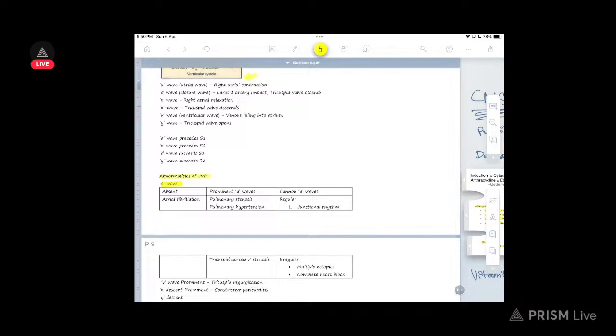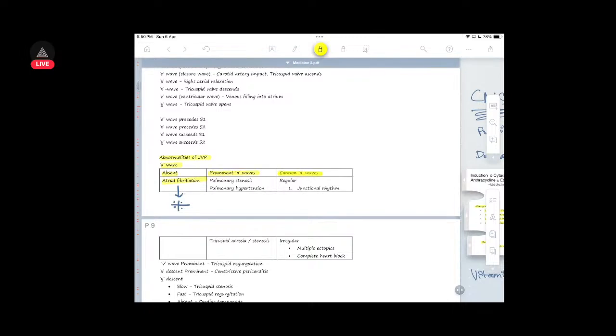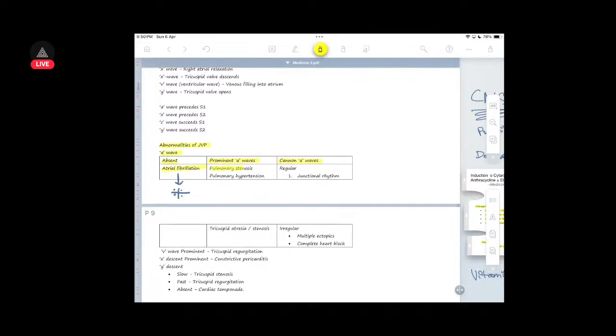Abnormalities of JVP, A wave. If it is absent, it is atrial fibrillation. Absence of A wave is atrial fibrillation. Prominent A waves is Cannon A waves. Prominent A waves are seen in pulmonary stenosis, pulmonary hypertension, tricuspid atresia, tricuspid stenosis. Cannon A wave, if regular, you have junctional rhythm. If irregular, you have multiple ectopics and heart block.